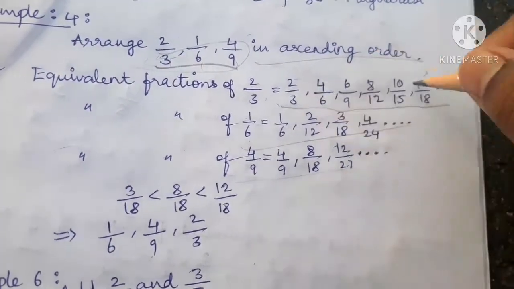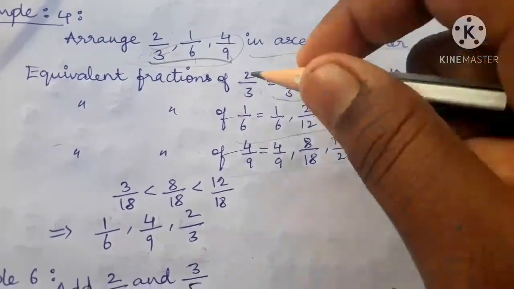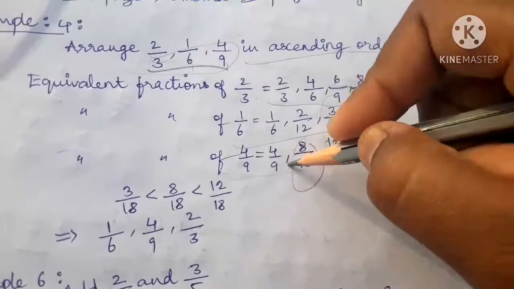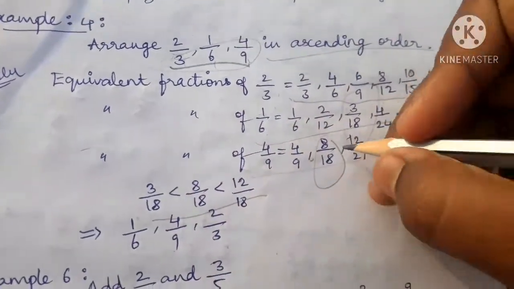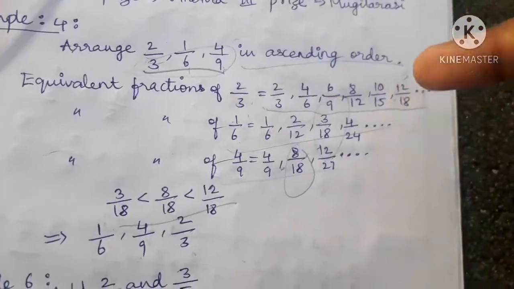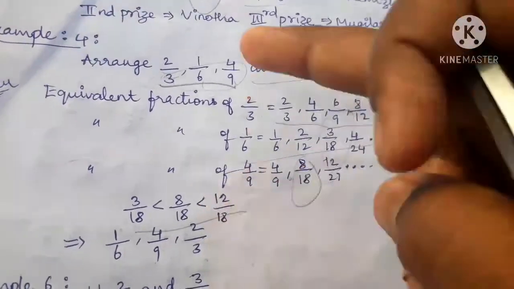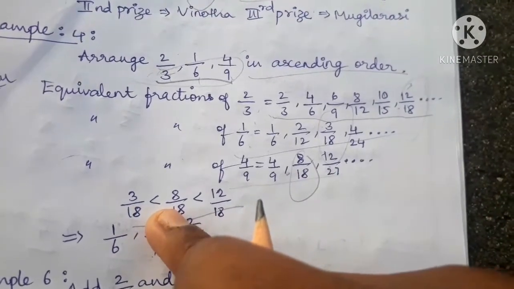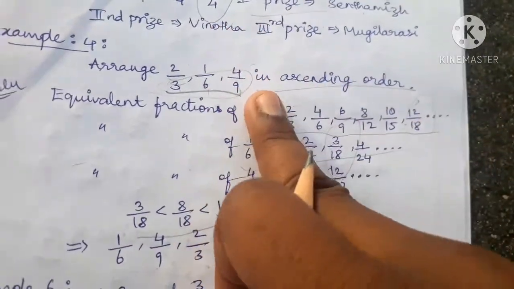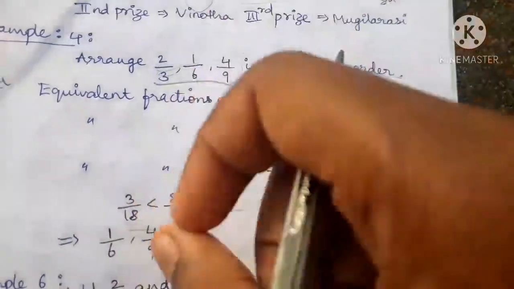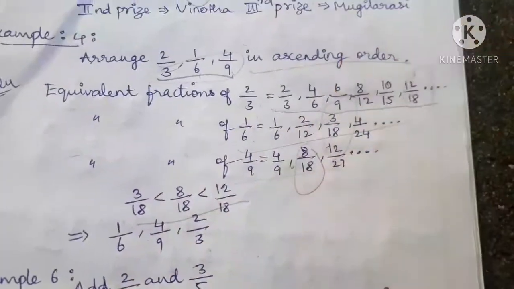You have got, for 2 by 3, 12 by 18, then 3 by 18 and 8 by 18. You should just arrange them. In this, 12 is greater, so 2 by 3 will be the greatest. Then 8 by 18, which is 4 by 9, will be next, and 1 by 6 will be the smallest one.